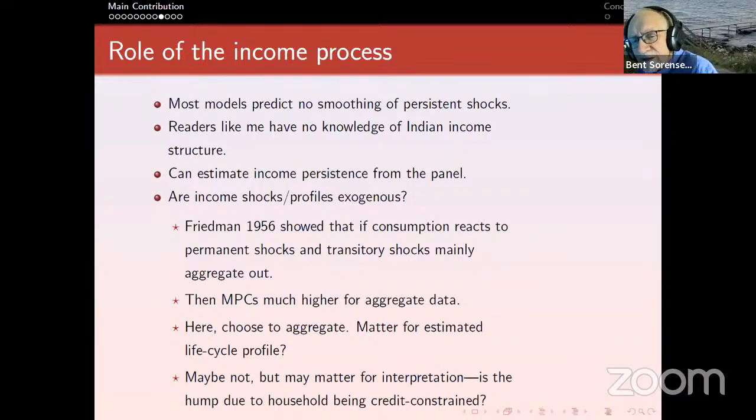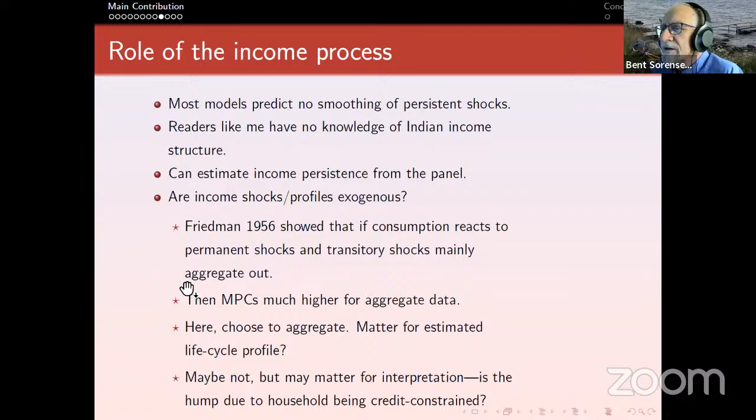Which makes it more reasonable to say, well, income is more or less exogenous, given your income and this and that. But in India, people are just jumping in and out of the labor market, and it is very easy to adjust your labor supply, in which case, well, then it becomes harder to interpret.